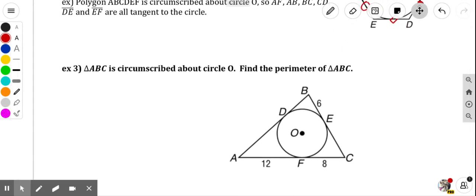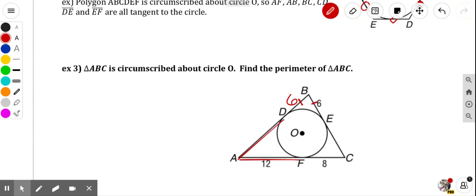So how we use this is something like this. Given triangle ABC is circumscribed about circle O, that just means that all the sides are tangent. Find the perimeter of ABC. Since we know that this is a circumscribed polygon, all three sides of the triangle are tangent to the circle. So all these theorems that we just learned about tangents are true. We learned that when two tangents intersect outside the circle, they're congruent. So that would make DB congruent to BE. If BE is 6, so is DB.